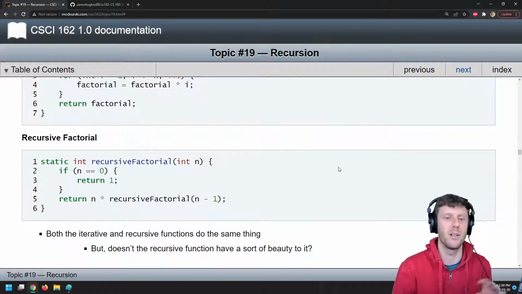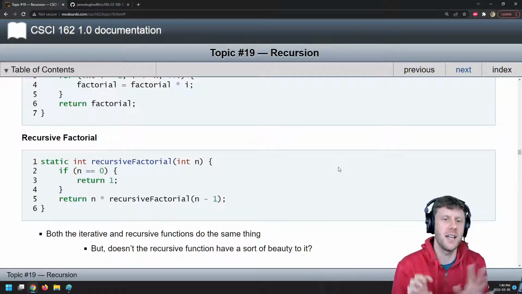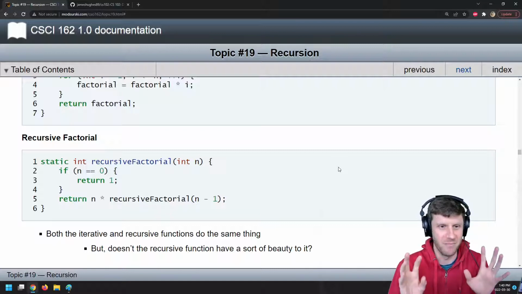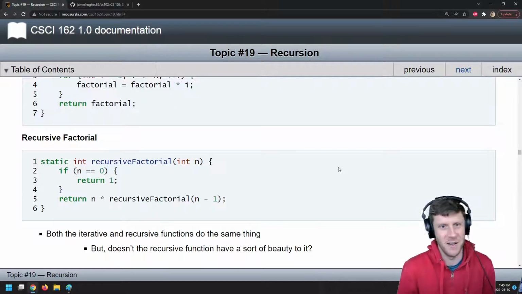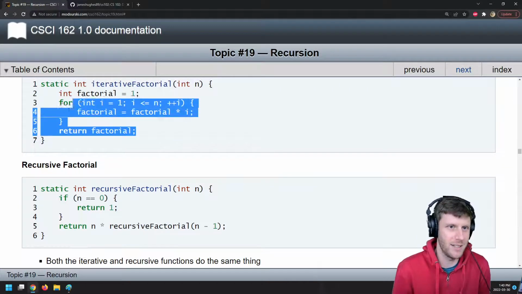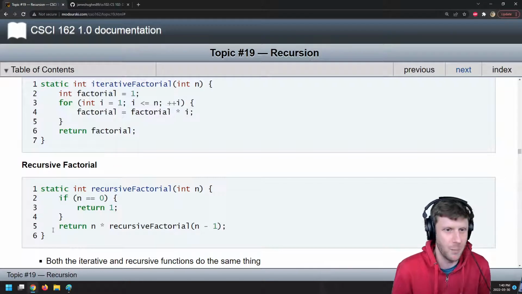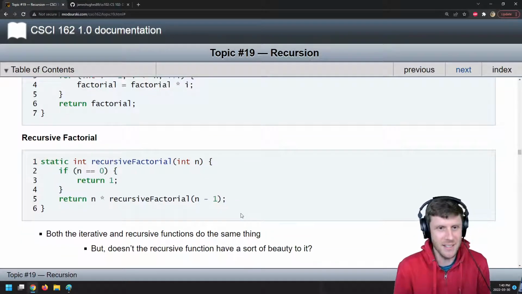This is the recursive factorial. And I want you to take a moment and bask in the beauty of this function right here. This is magical, isn't it? Sure, this isn't overly complex, but look at this. Isn't this, oh, this is glorious.